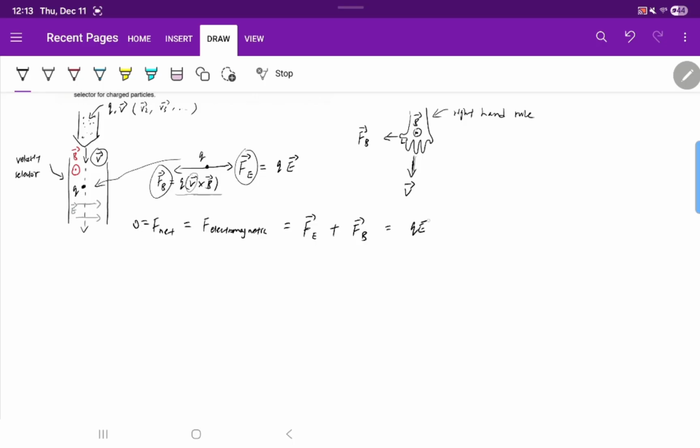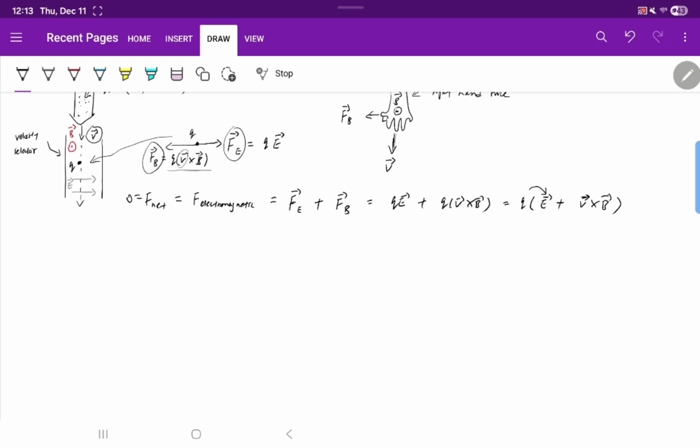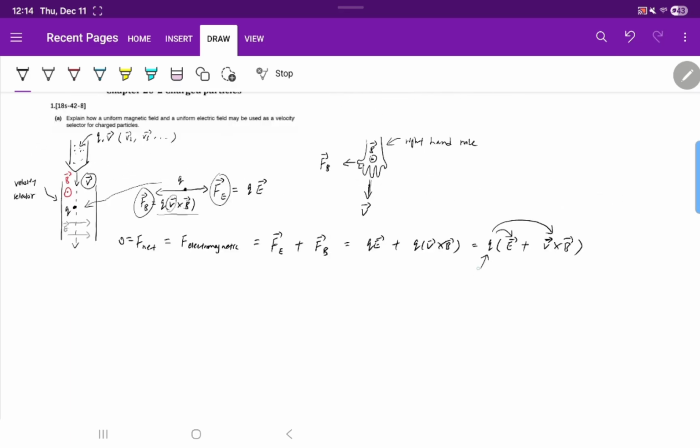Let me do this. QE plus QV cross B. Okay, and then you simplify that, you should get... right, because you do the distributive property, you should know that, right? But one of the possibilities is that if Q is equal to 0, that means the charge is neutral, no charge at all, right?